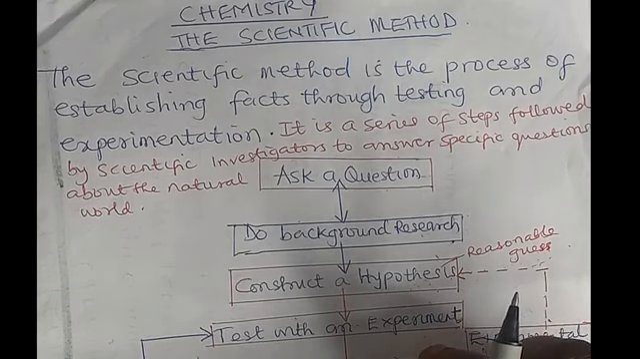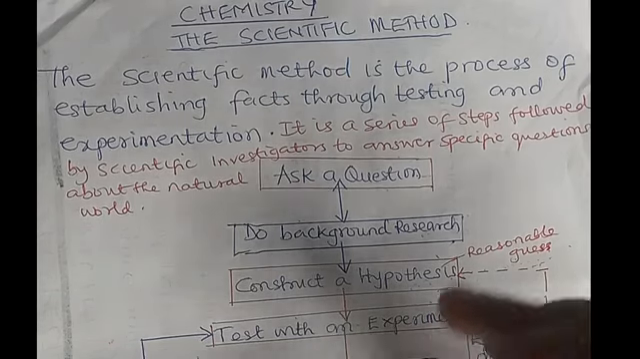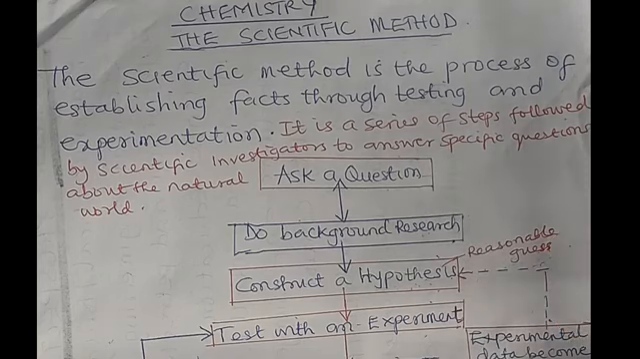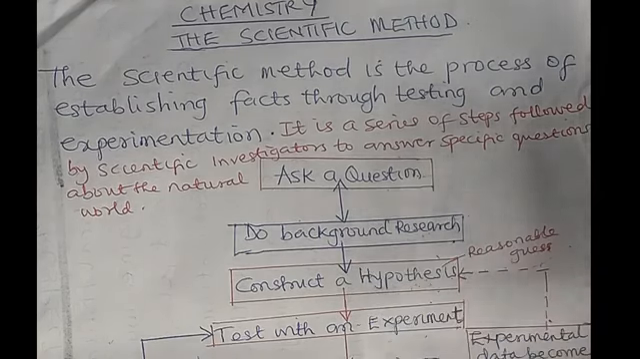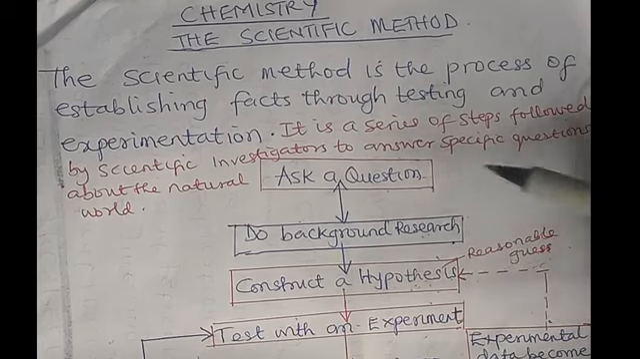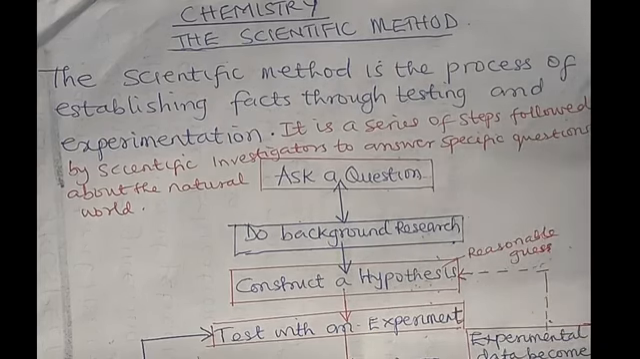So what are the steps in a scientific method? Because it's a series of steps. So what are those steps? The first thing I said earlier is to identify a problem. You identify a problem, and then you start asking questions.